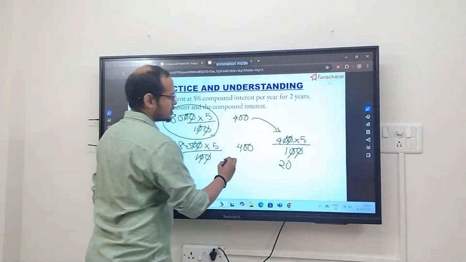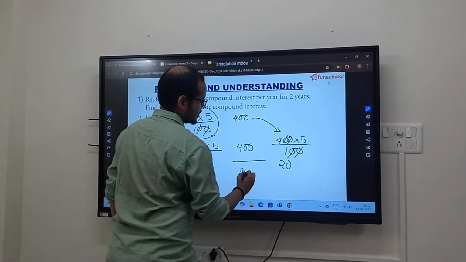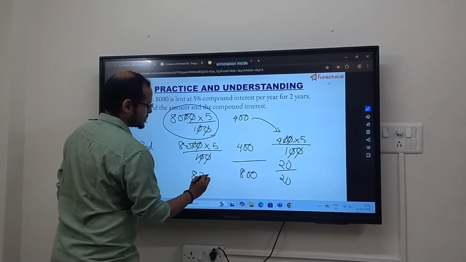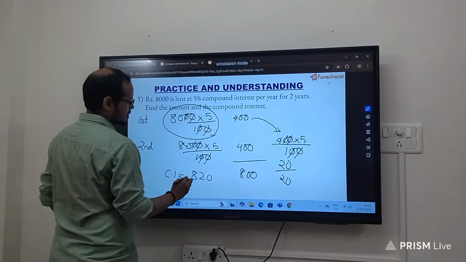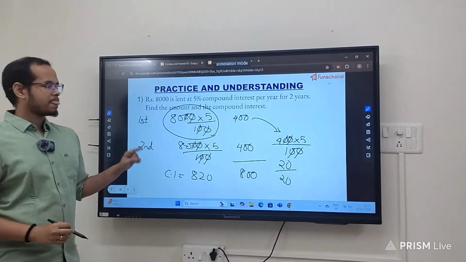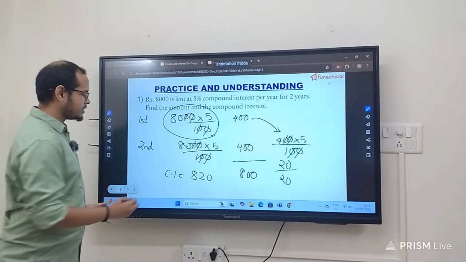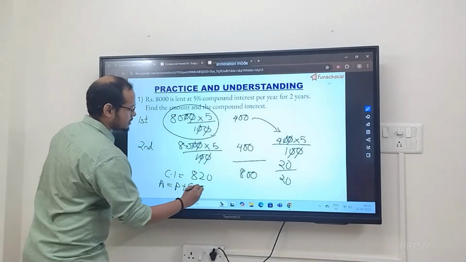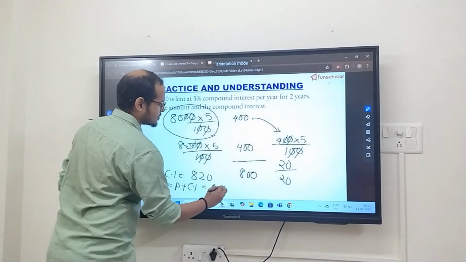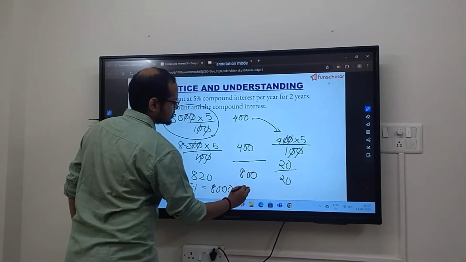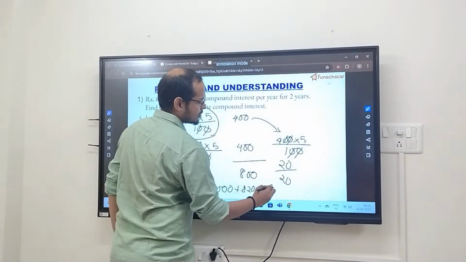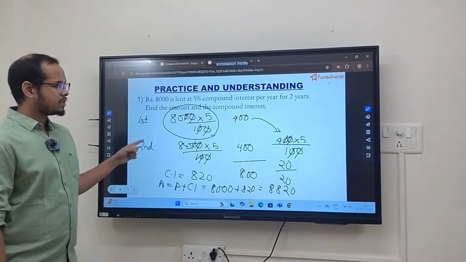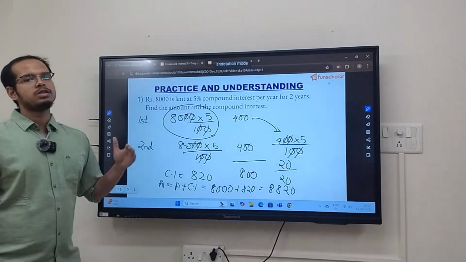Now let's add all of this up. 800 plus 20, so 820 is the CI. In this method we are finding the compound interest directly, and if we find compound interest, the amount is very easy. Amount is equal to principal plus CI. The principal was 8000, CI was 820, and there we go, the answer is 8820. This is the second method, year-wise calculation of the CI.